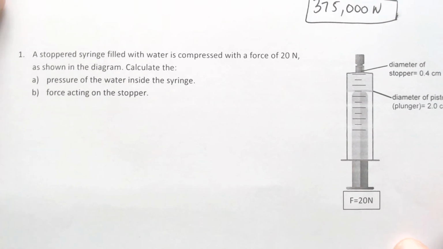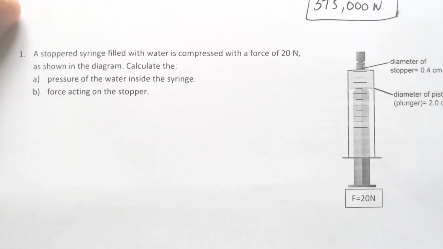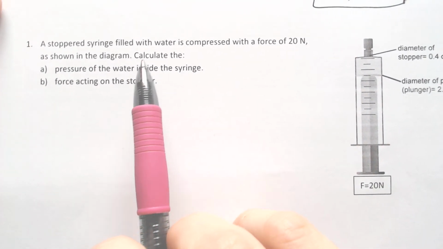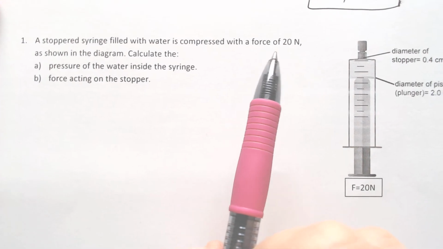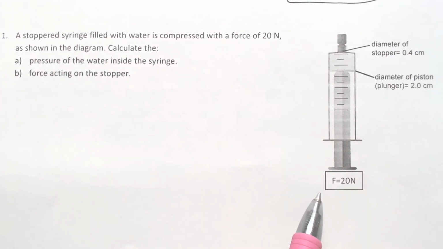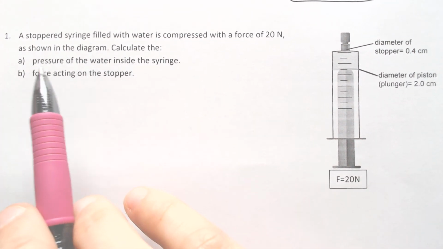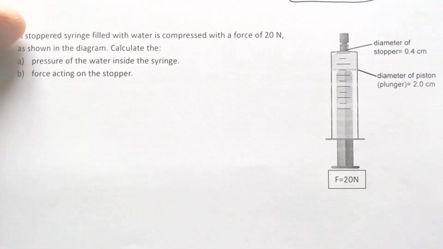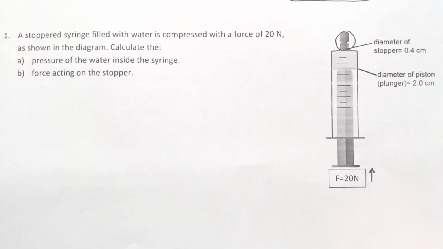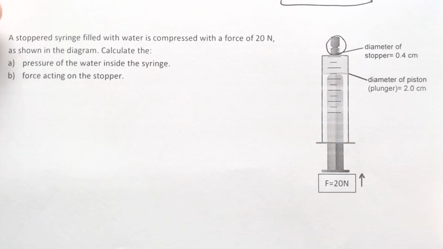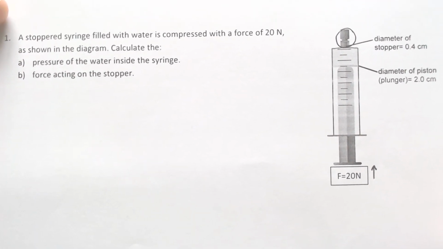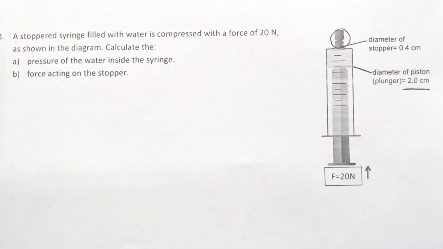All right, last one for this one, I believe. We might do a little bit more. Let's see. We got a stopper syringe filled with water compressed with a force of 20 newtons. So we got 20 newtons right here, force. As shown, calculate the pressure of water inside the syringe and the force acting on the stopper. So we got 20 newtons going up, and here's the stopper at the other end.